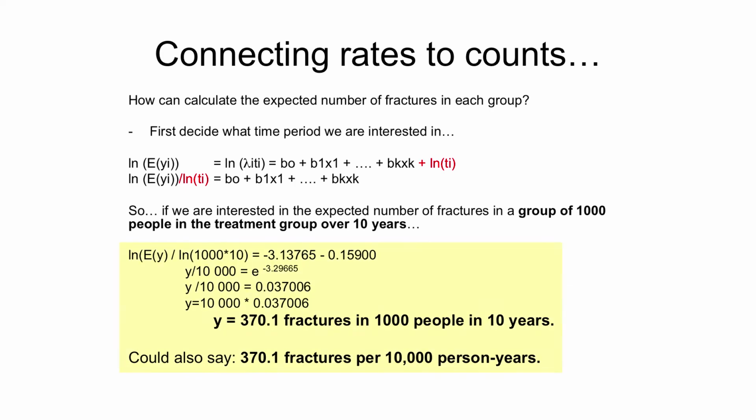So we insert 10,000, or 1,000 people times 10 years, into our equation in place of t, as well as our intercept and beta values. We exponentiate both sides of the equation to get the rate, and then multiply this value by 10,000. This gives us a rate of 370 fractures in 1,000 people in 10 years. And this is equivalent to a rate of 370 fractures per 10,000 person years.